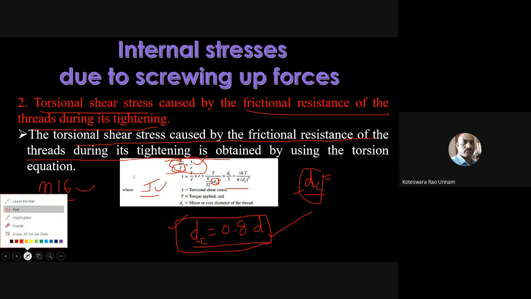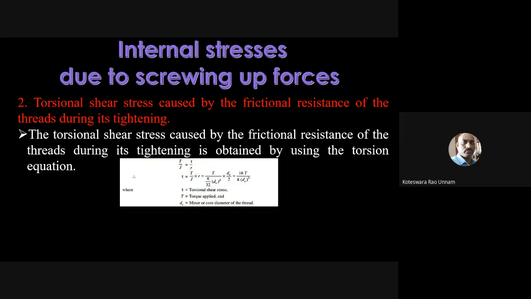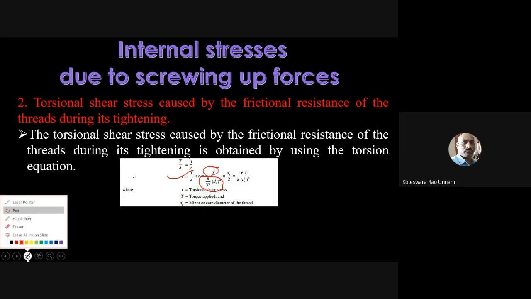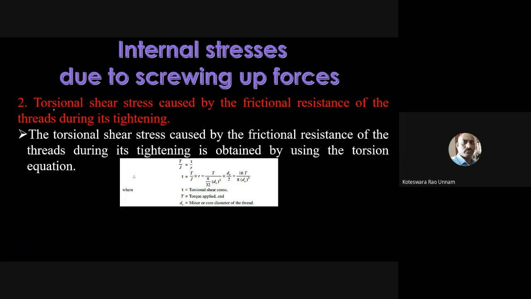So using the DC value, now we can easily calculate the polar moment of inertia. Then, knowing how much torque you are applying to the bolted joint for initial tightening, you can easily calculate the torsional shear stress. So this is the second type of stress induced in the bolted joint because of initial tightening. Then I will go to the next one, that is bearing stress.